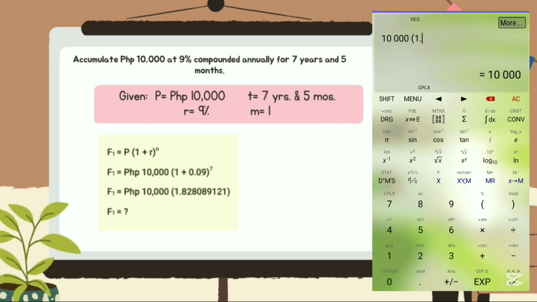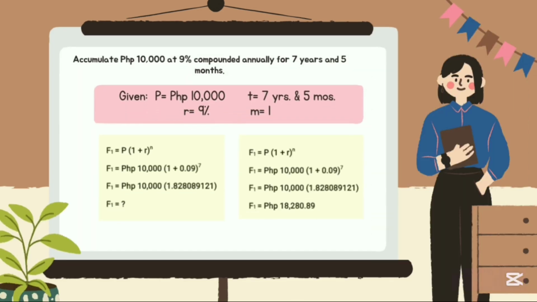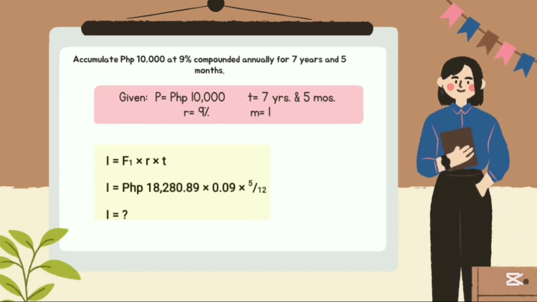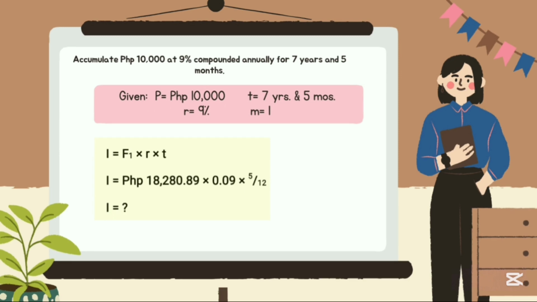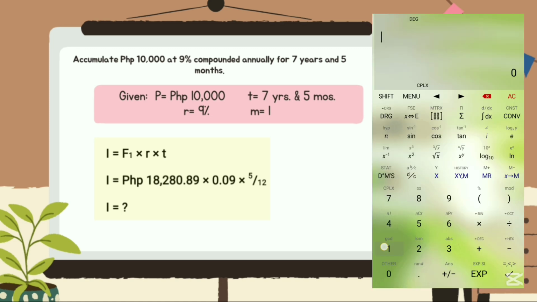So 10,000 multiplied by 1.8280892121 is equal to 18,280 pesos and 89 centavos. So now that we have the value of F sub 1, we can now solve the compound interest using the formula F sub 1 multiplied by the interest rate multiplied by the remaining time. So our F sub 1 is 18,280 pesos and 89 centavos multiplied by 0.09 and 5 over 12.